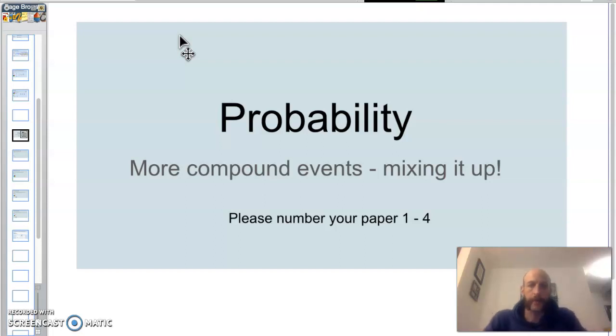Okay, probability lesson number 2 for week number 2. We are going to continue with compound events, or things that happen multiple times, and we're going to use our strategies from the first lesson. So we have 4 problems to do. Please make sure your paper is numbered 1 through 4 with space in between each one so you can do your work, and have a pencil or pen ready to write. All right, here we go.